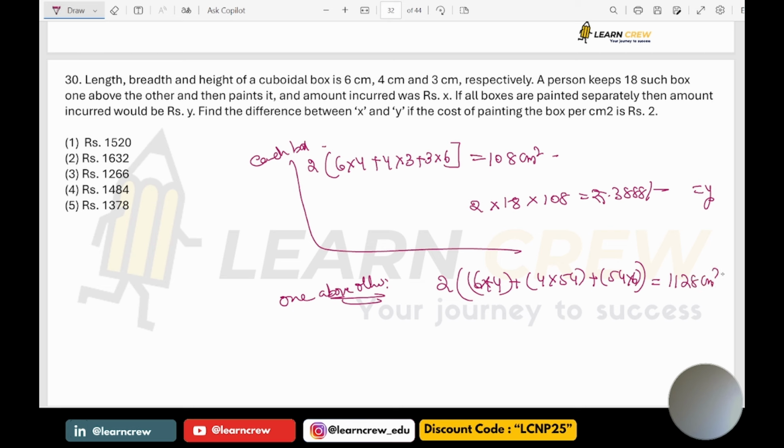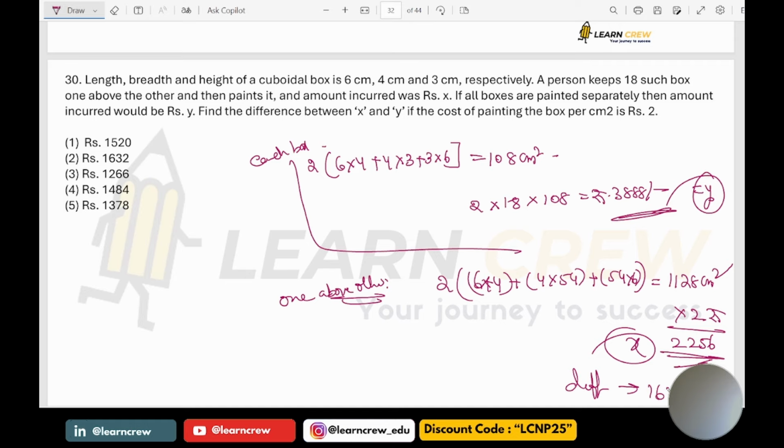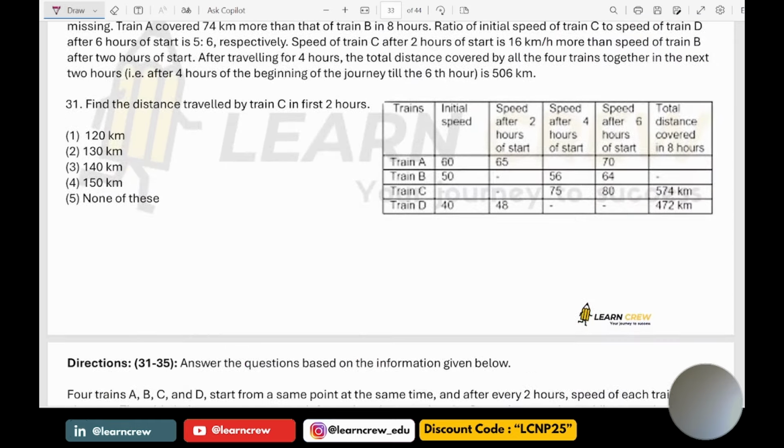1128 centimeters square into 2 rupees would be how much? 2256. This would have been X, this is Y. So what is the difference between these two? 3888 minus 2256. So the difference between X and Y would be 1632. 1632 is the answer.